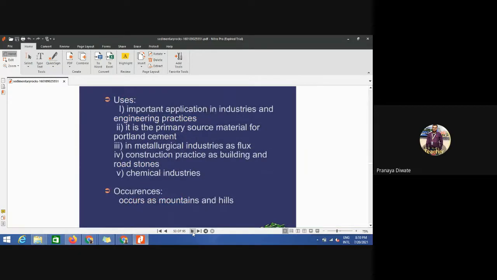Then what are the important applications in industries and engineering practices? It is the primary source of material for Portland cement. Limestone is very important for the cement industry. In the metallurgical industry it is also used as a flux.